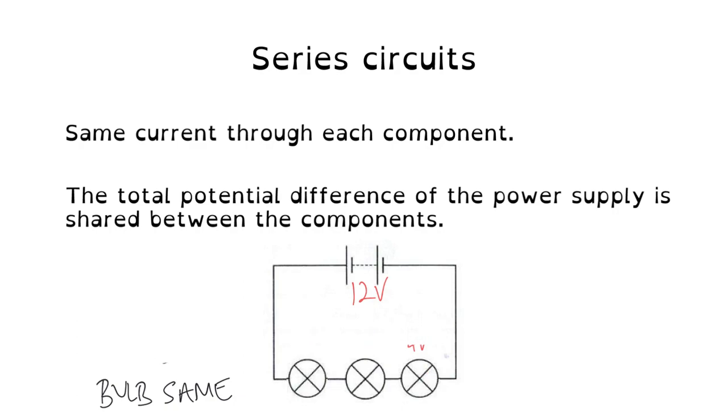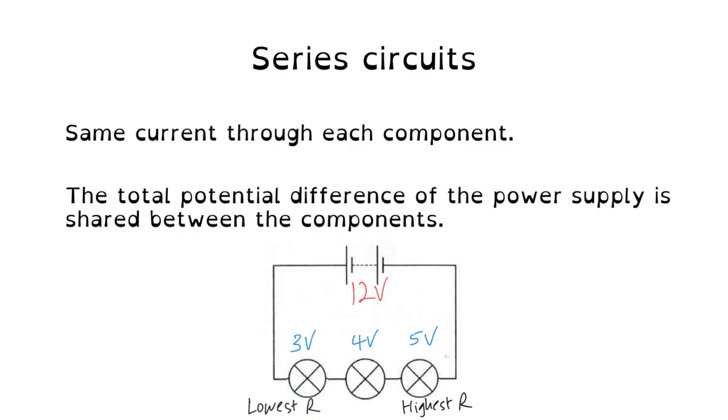However, not all bulbs are the same sometimes. So let's say our voltmeter read 3 volts for this one, 4 volts for that one. The next one would have to be 5 volts, because 5 plus 4 plus 3 gives us our 12. The current, however, is still the same, and if we think back to other parts that we've discussed before about resistance, that means that this one has a bigger resistance than this one because it's got more volts. There's a bigger push in order to keep the current the same at all points around the circuit.